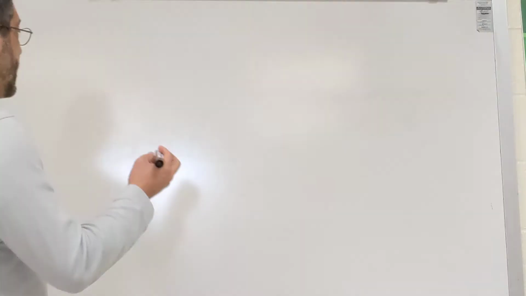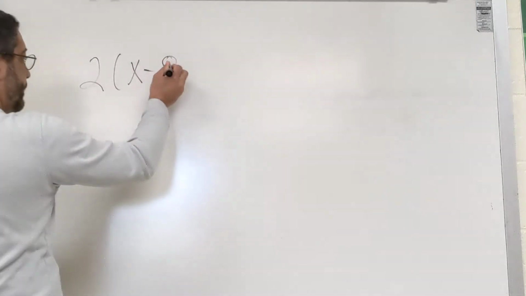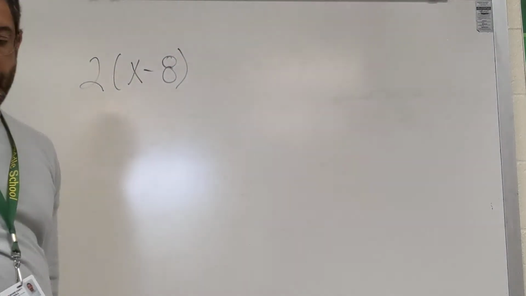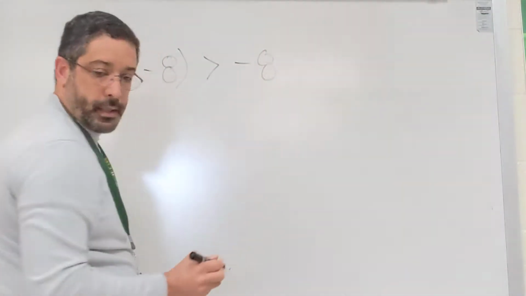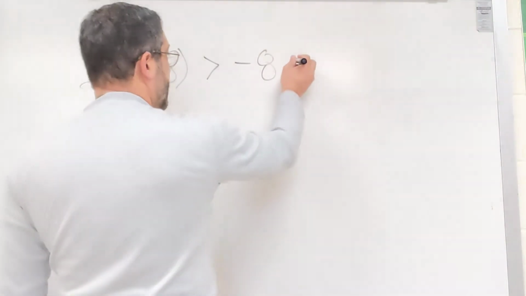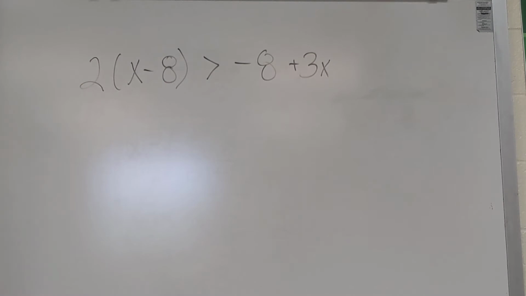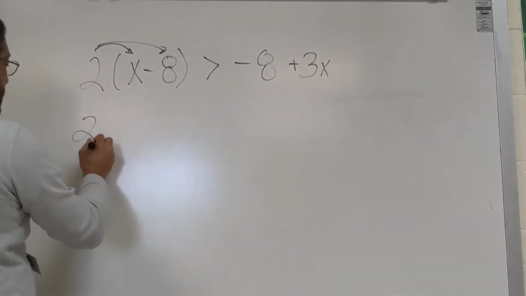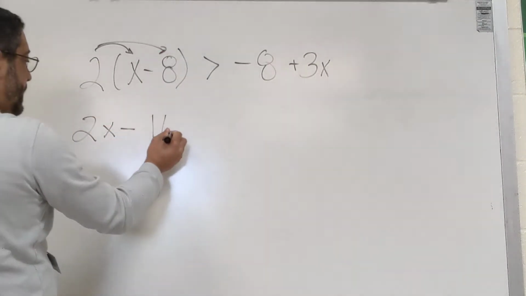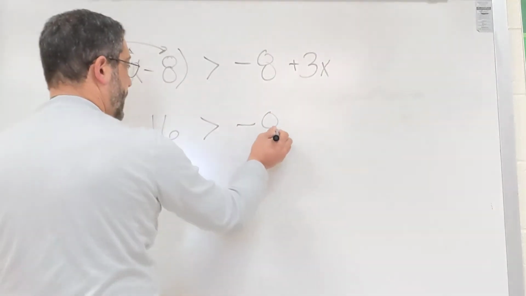All right, so we have 2 times x minus 8, and that's going to be greater than negative 8 plus 3x. Okay, so I need to distribute first since I have parentheses. So that's going to give me 2x minus 16 is greater than negative 8 plus 3x.